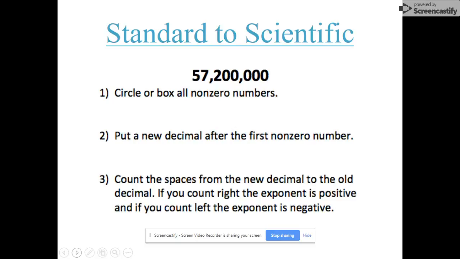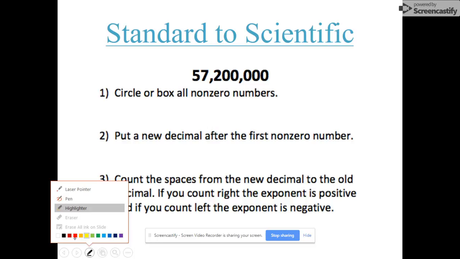Today we're going to go ahead and begin in your foldable. Go ahead and open your foldable and look in the top right at the number 57,200,000. This number is in what we call standard notation, the regular way that we write numbers. Today we're going to learn how to change it into scientific notation. We're just going to begin by following the steps.